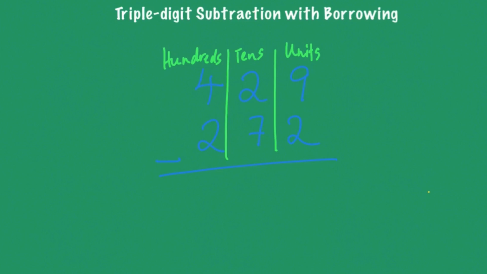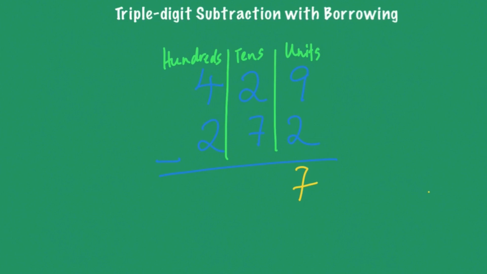So let's begin. 9 minus 2. What does that give me? That gives me a 7. Okay, so we move on to the tens. But this time we have 2 minus 7. Now this looks very tricky because 7 is bigger than 2. But no worries, we can borrow.